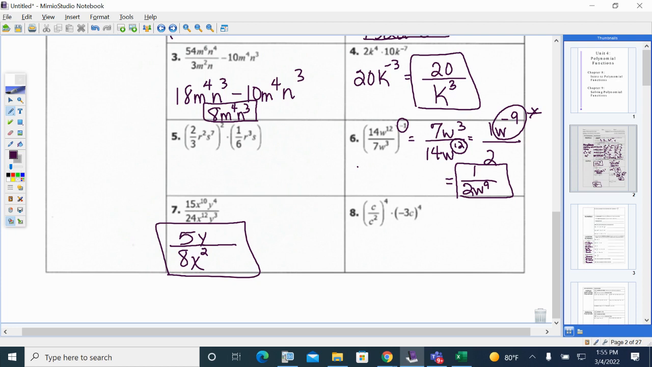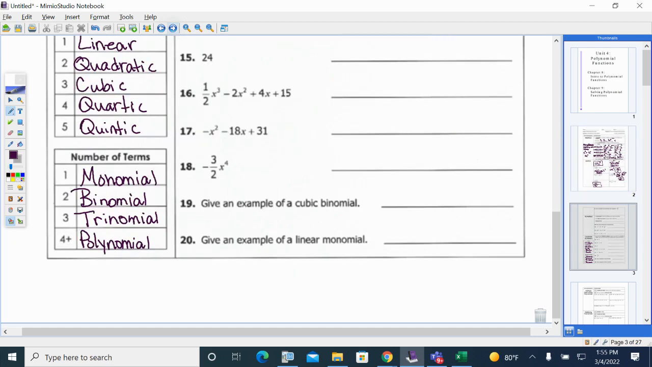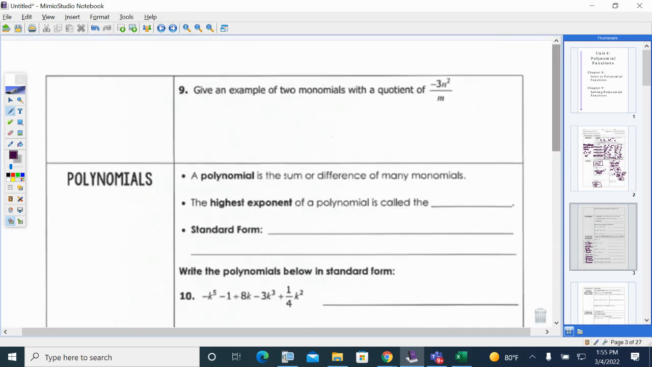Looking at the next page, number 9 says, give an example of 2 monomials with a quotient of negative 3n squared over n. So basically, we're trying to figure out what fraction is going to give me a result of negative 3n squared over n. So something that's going to reduce to a negative 3.